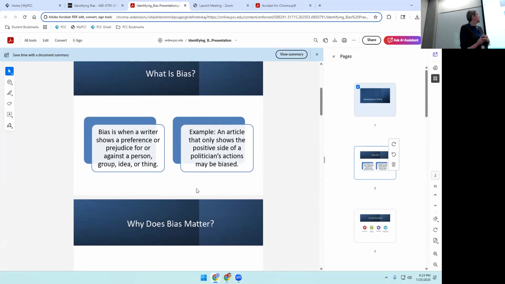So bias is when a writer shows preference, prejudice for or against an idea, person, or thing. So if an article is only showing you the positive side of a politician's actions, it may be biased. We should always see some pros and cons, no matter what we're talking about in terms of factual or journalistic writing. Again, opinions are great for lots of other things. Even newspapers will have, quote, opinion pieces, and they call it out so that you know this is just one person's opinion. Great to have those, but we can't pretend that that's just factual information.